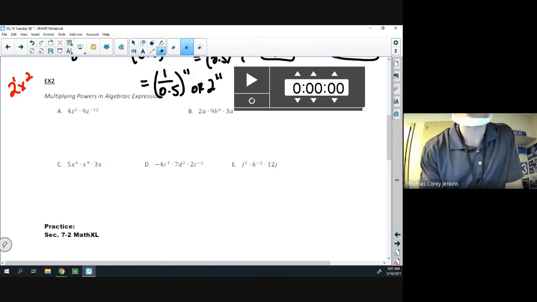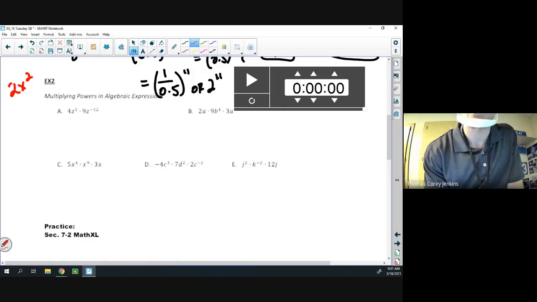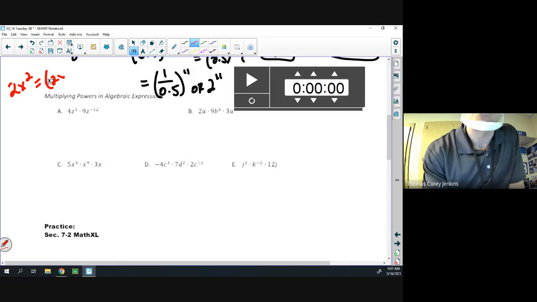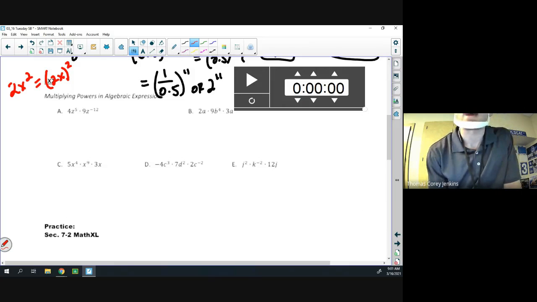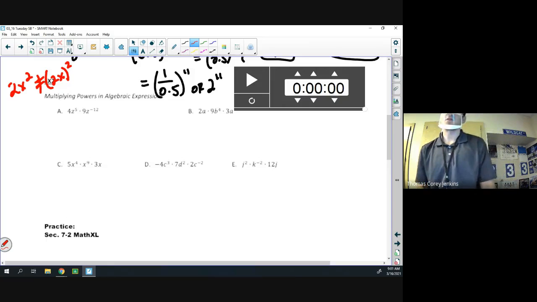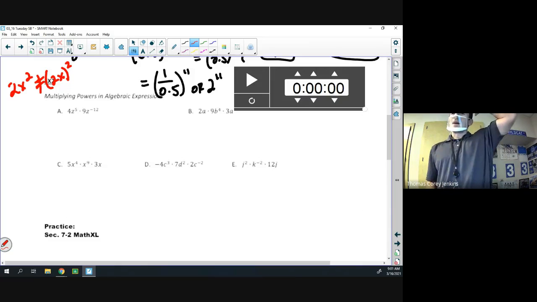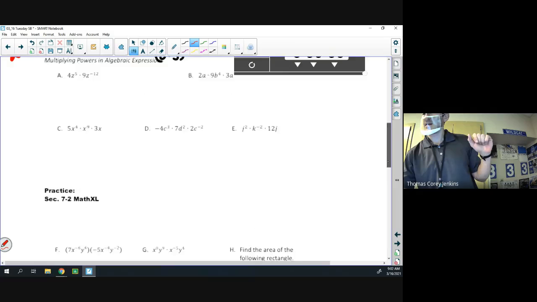And another way to show that would be that 2x squared is not the same thing as if I group 2x together and square that. Okay, those are not the same. Okay, so just be careful. All right, so let me do a couple. Maybe I'll do 3 and see if that helps you guys pick up on it a little quicker.